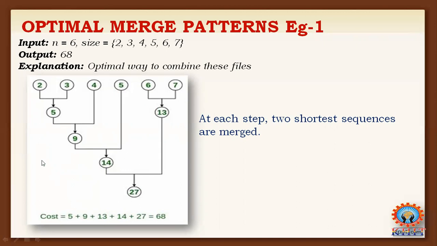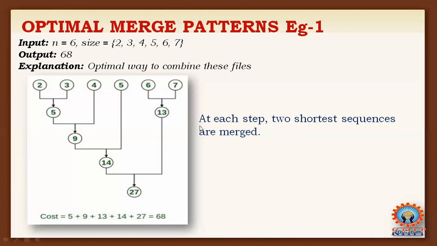So now you can add all the moves. In the first step, the total number of moves is 5. In the second step, the total number of moves is 9. In the third step, the total number of moves is 14. In the fourth step, the total number of moves is 27. If you add all the moves stage-wise, you will get the total number of comparisons or moves required to merge all the available 6 files from an optimal point of view. So finally the result is 68.